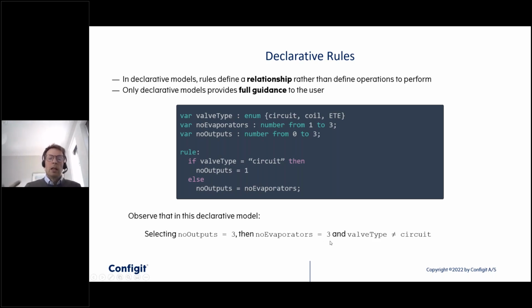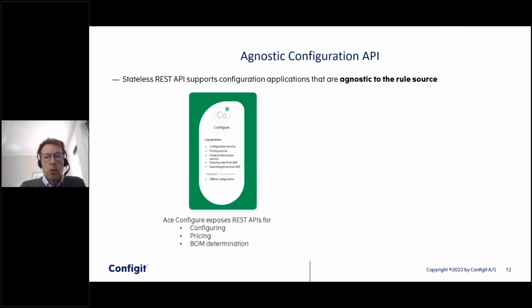This is a logical deduction of a rule, and the point of this example is to illustrate that the deduction flows both ways, even though in traditional programming you would look at the if part and then continue to the then part if it evaluated to true. That's not how it is with declarative modeling. You basically just put up a relationship between the variables, and the configuration engine will guide you to how you can select these configuration parameters to satisfy all the rules.